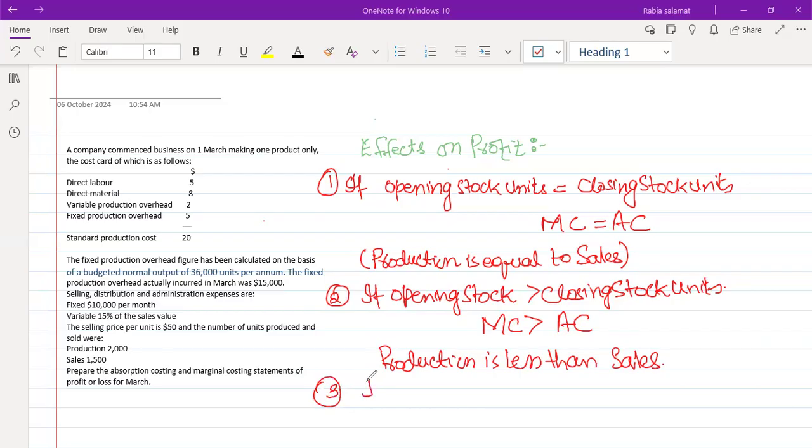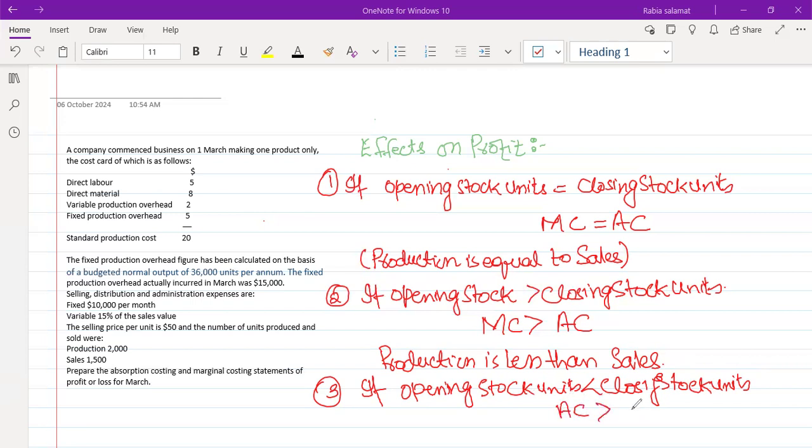The third and last case is if opening stock units are less than closing stock units, or in other words, closing stock is more than opening stock, then absorption costing profit is more than marginal costing profit. It means production is more than sales.